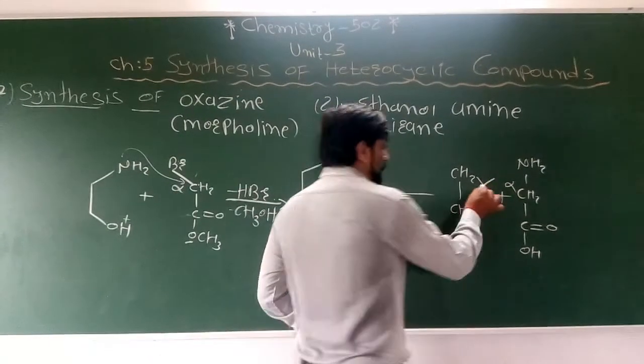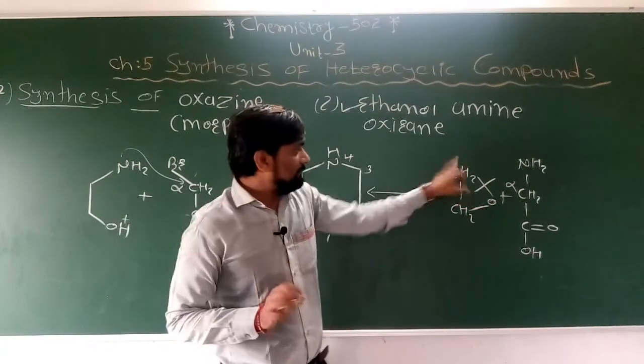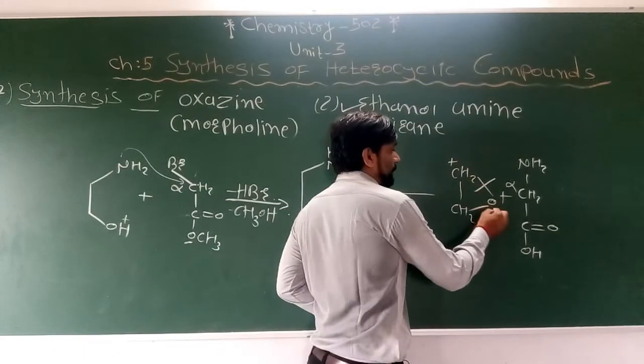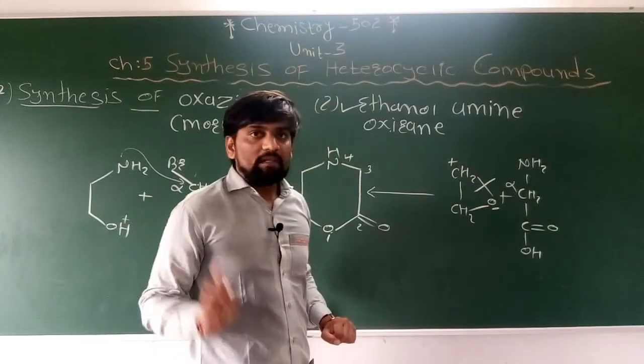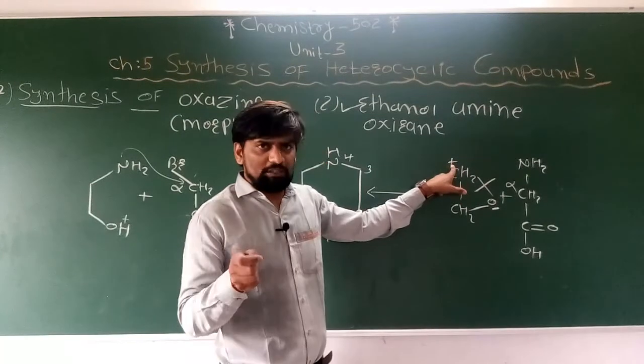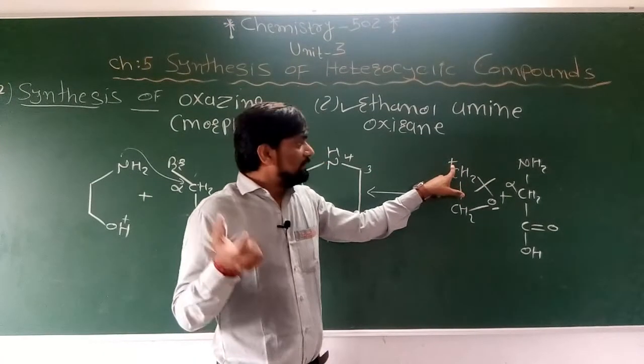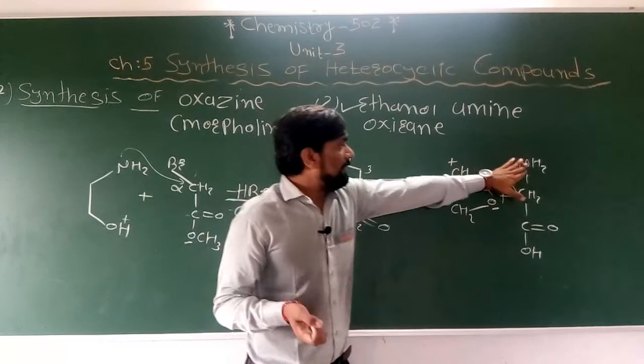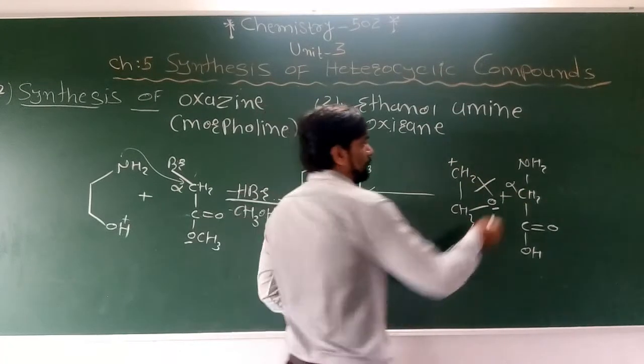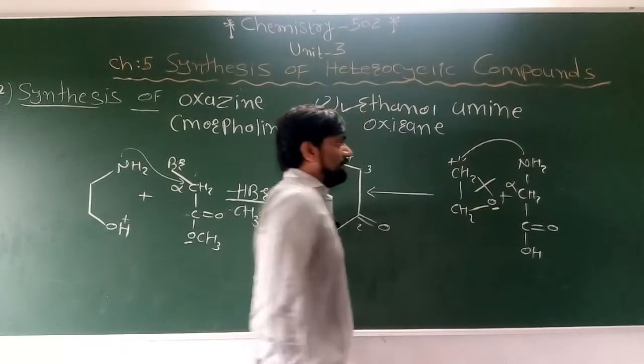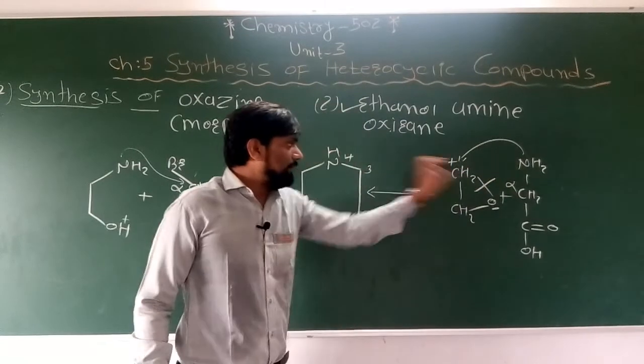Here this bond will break down. At that time this CH2 has a positive charge, and oxygen has a negative charge. This positive charge requires electrons. That's why the NH2 nitrogen donates electrons toward this carbon, and a bond forms between this nitrogen and this carbon.